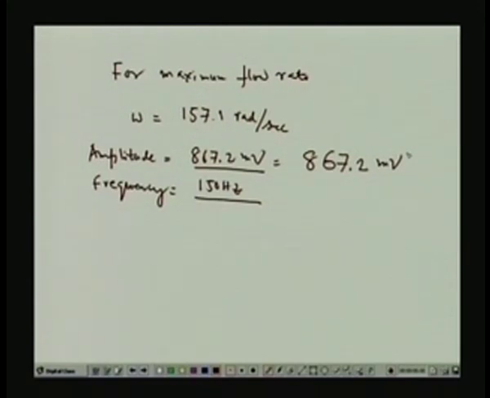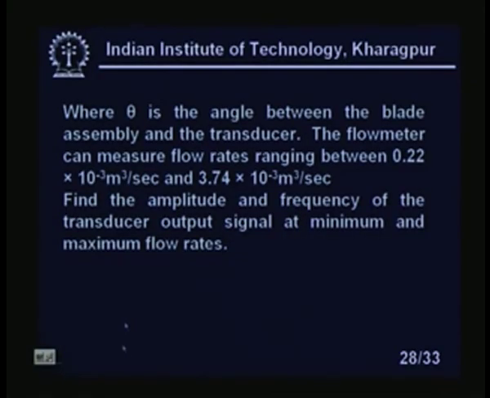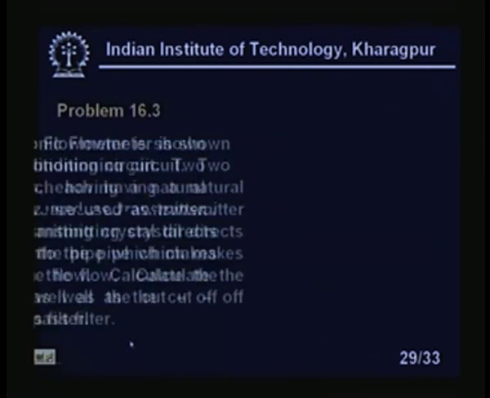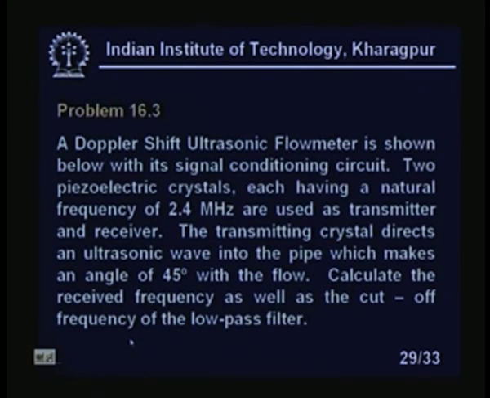Let us do the other problem. Let us go to problem number 6.3. Problem 6.3 is on the Doppler flow meter. As you know, there are two types of Doppler flow meters: time shift measurements and Doppler shift measurements. So let us first do the problem on the Doppler shift ultrasonic flow meter. A Doppler shift ultrasonic flow meter is shown in the figure below, with its signal conditioning circuitry.